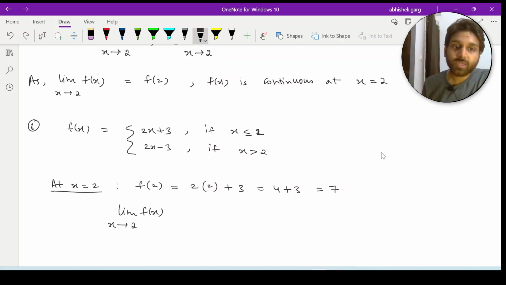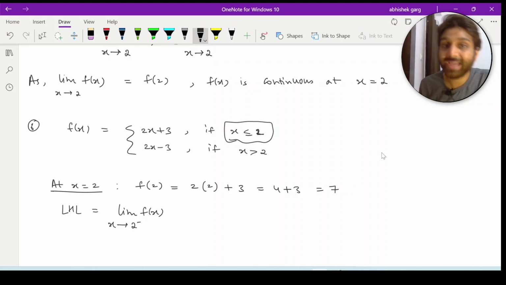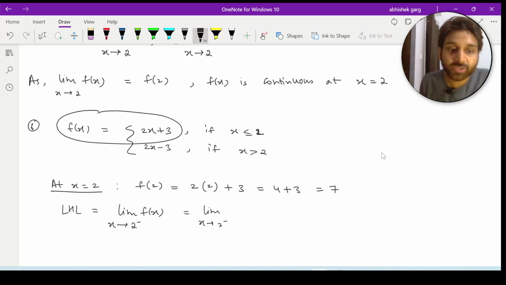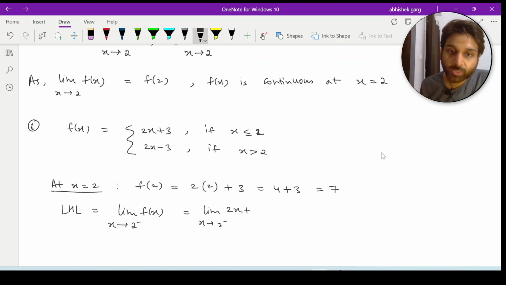All right, so let us calculate the left hand limit first. So left hand limit means we are going to check at x tending to 2 minus. 2 minus means for a value of x which is slightly less than 2. So for slightly less than 2, it will fall under this category because this is x less than 2. That means in this situation we'll be using f(x) as the first one, which is 2x plus 3. I hope this is clear.